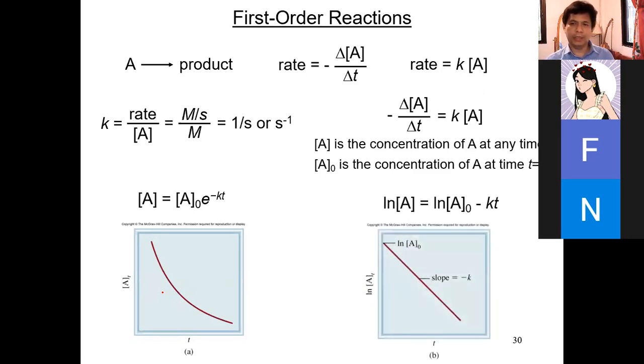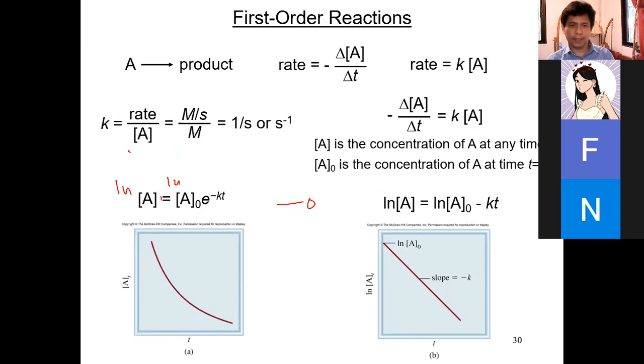So, kung gusto niyo siyang i-linearize, naabot niyo ba 'to sa PChem, PChem 2? Sabi nga nila, physical chemistry is the science of linearizing. Ibig sabihin, kinukuha yung ln ng both sides of the equation. So, if you take the ln of this side of the equation, also take the ln of the other side, you will have ln of A, tapos ln of A sub O. Tapos yung ln ng e to the negative kt, negative kt na lang yun. You understand the math? Took the ln of both sides.